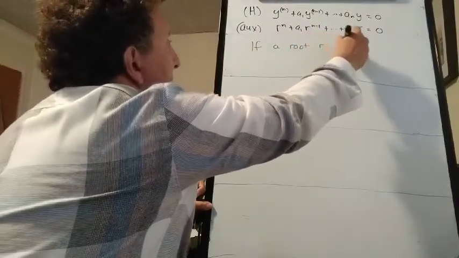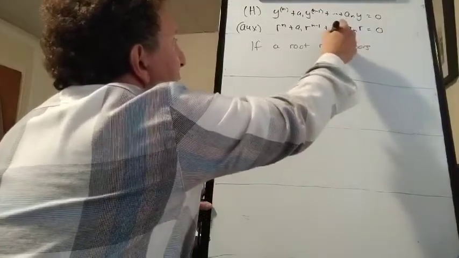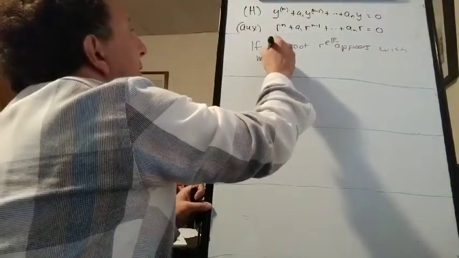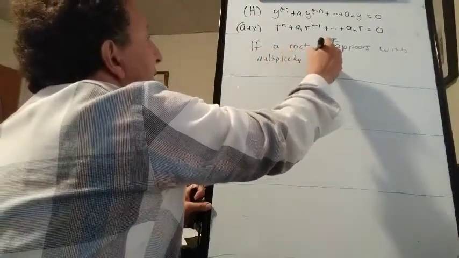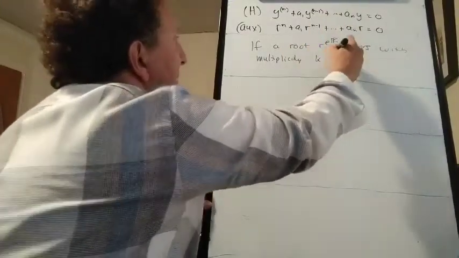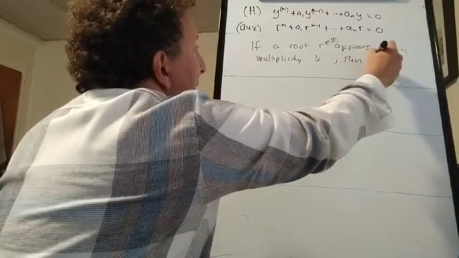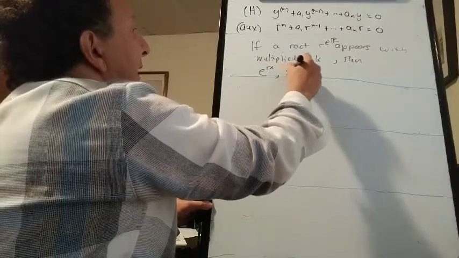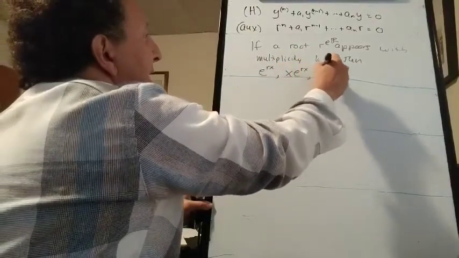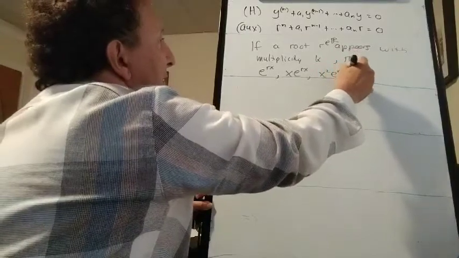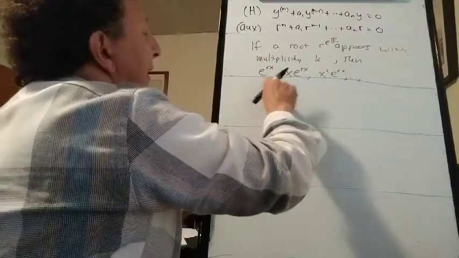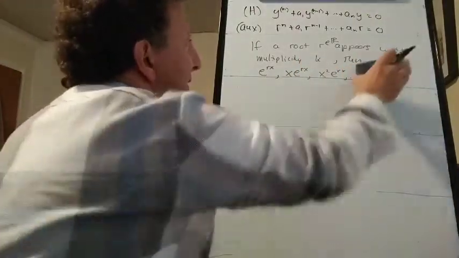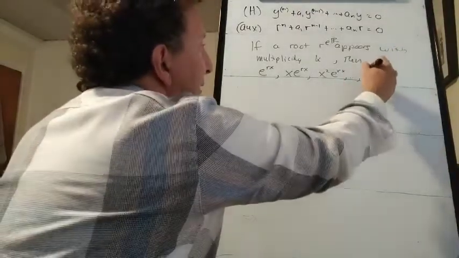So if a real root r appears with multiplicity k, so k times, then e to the rx is one solution, and then x e to the rx is going to be the next. And then we keep raising x to powers until we have k different solutions corresponding to the multiplicity k. So x to the k minus 1 is going to be the highest power we need.